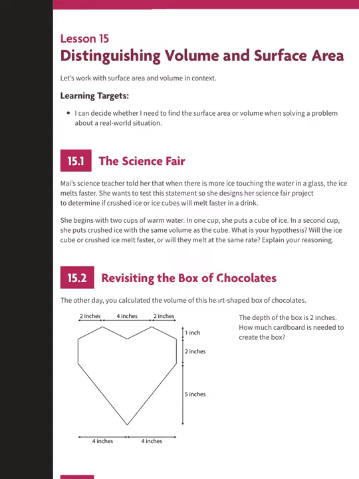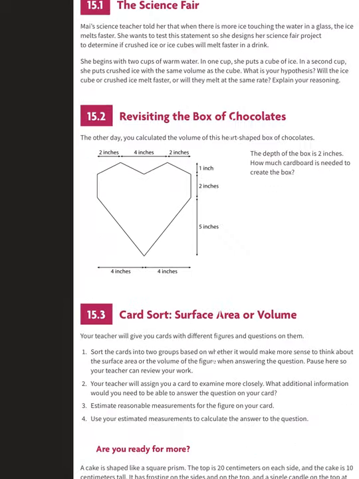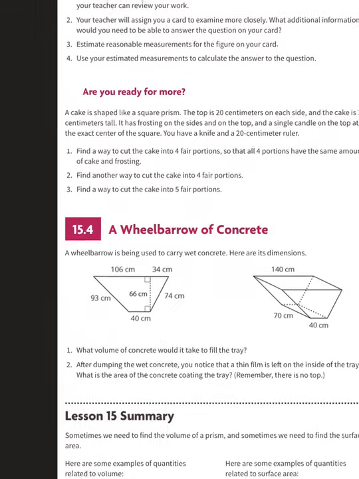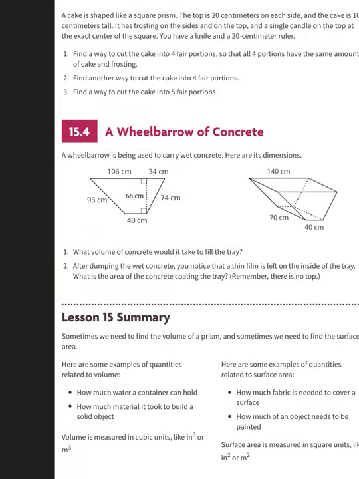Okay? Now we're going to skip some here, and we're going to go to 15.4 on page 121. Alright, here we go. 15.4, wheelbarrow of concrete. It says a wheelbarrow is being used to carry wet concrete. Here are its dimensions. So we have the side view.